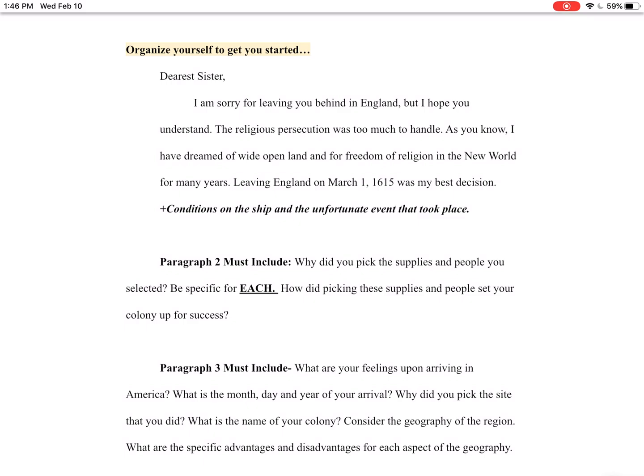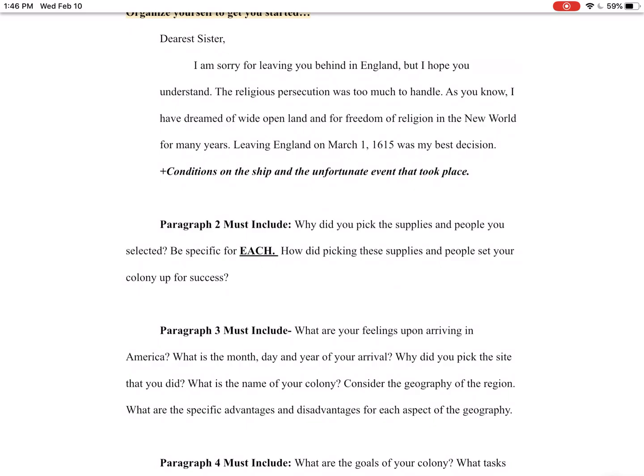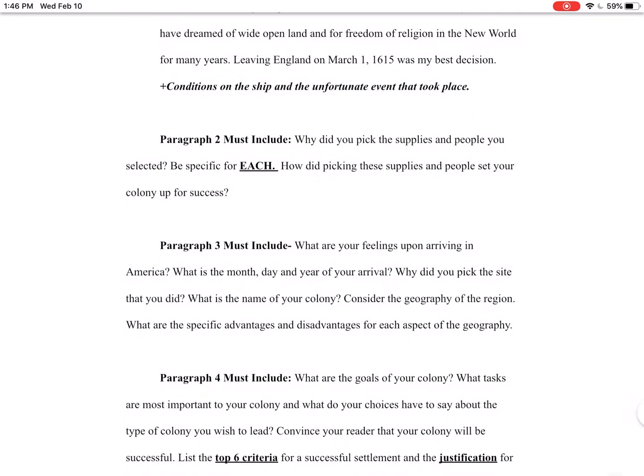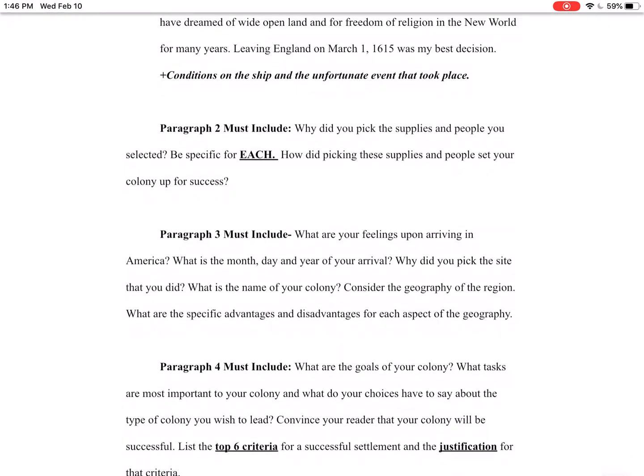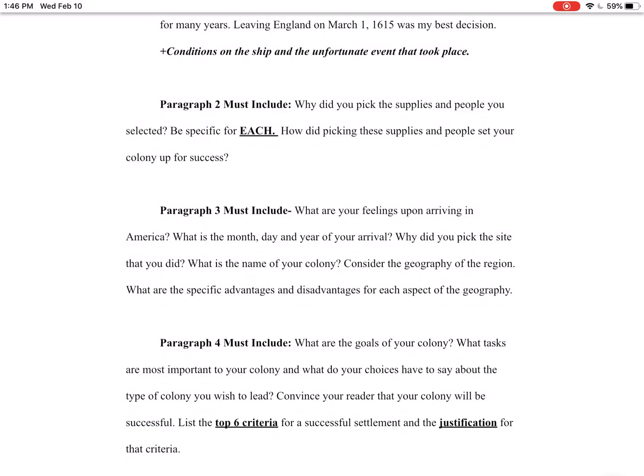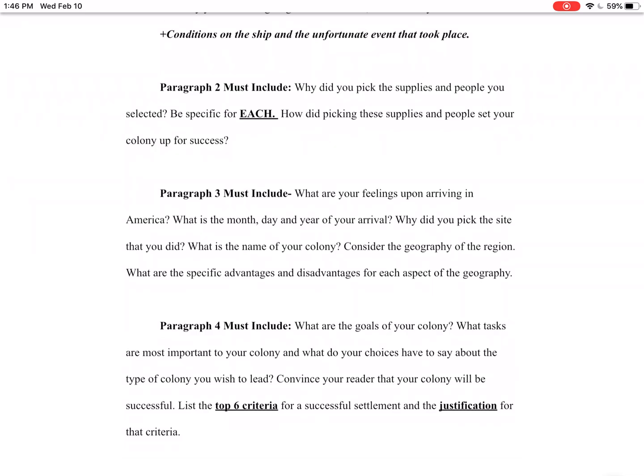In paragraph 2, you want to get yourself set up in the following way. Why did I pick those supplies? Again, this is a letter, so make sure that you're using those personal pronouns of I. In paragraph 3, I should be explaining how I'm feeling now that I'm arriving in America, and the date. So if I left on March 1st of 1615 in my first paragraph, I should arrive somewhere between 6 and 12 weeks later. I also want to include the name of my colony and the geography. I'm going to be as creative as possible.